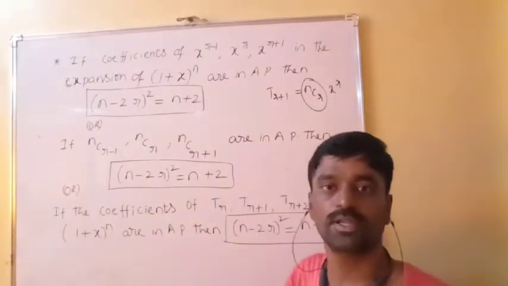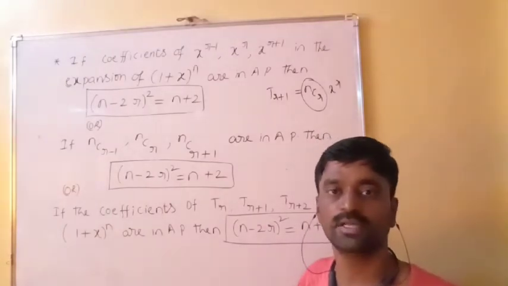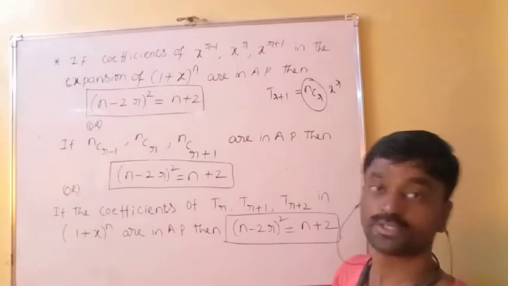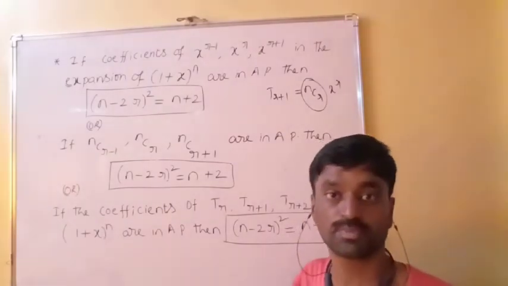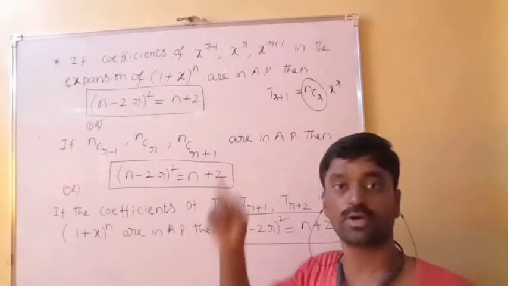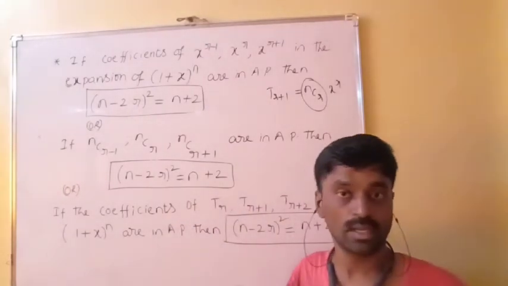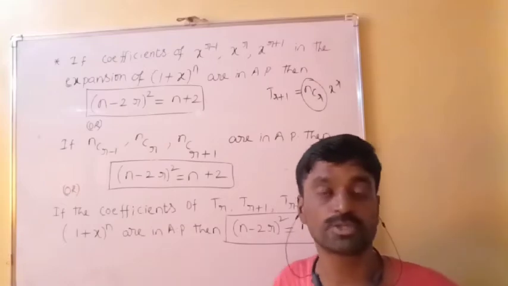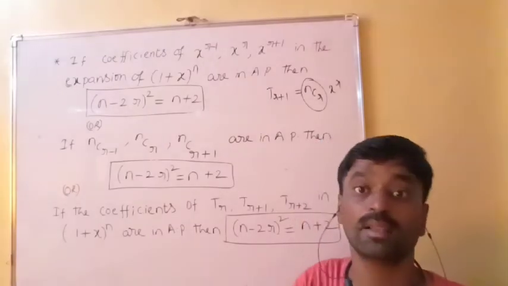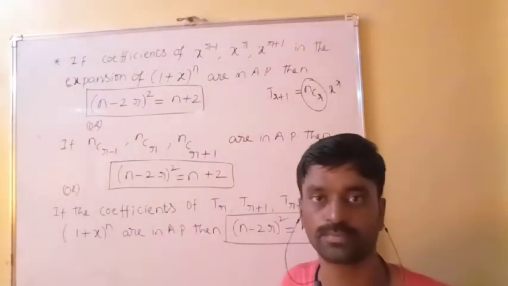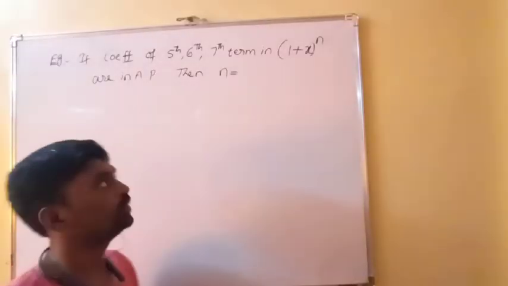Suppose the coefficients of T3, T4, T5 are in AP. Then you have to take the r value as 3. If they give the coefficients of x power 10, x power 11, x power 12 in AP, then the r value is 11. Suppose they give 10C(L), 10C(L plus 1), 10C(L plus 2) in AP, then you have to take the r value as L plus 1, and use this formula to get the unknown value. Okay, so look at this example. What is given?